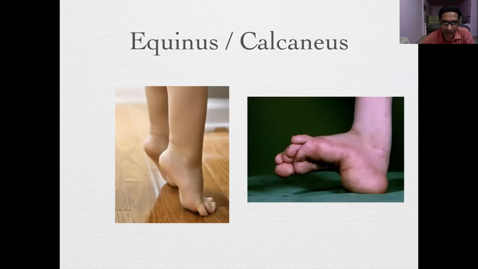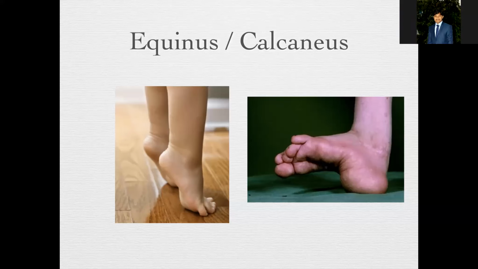Equinus, we know, is the tiptoe deformity where the calcaneum is in plantar flexion. Calcaneus is the opposite. We find that the tibia and the talus are actually in the same line. There is no offset of the calcaneum. It is one straight line from the leg to the heel. That's a calcaneal deformity, calcaneus.